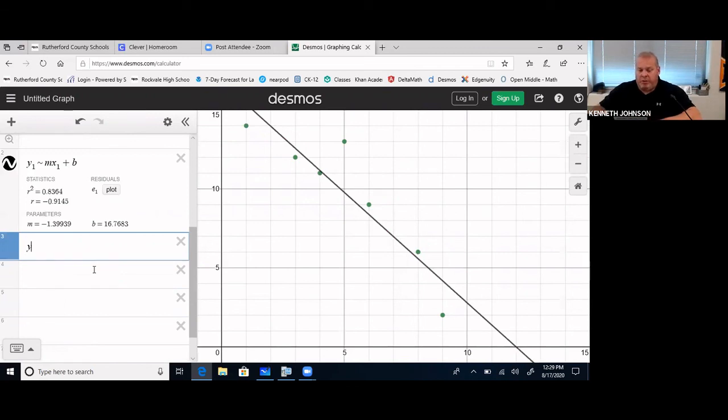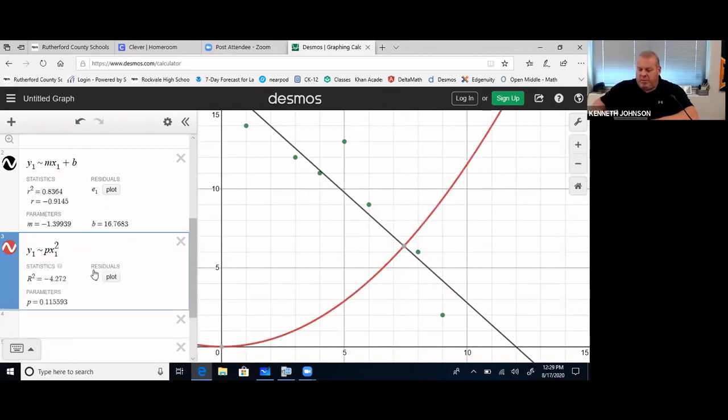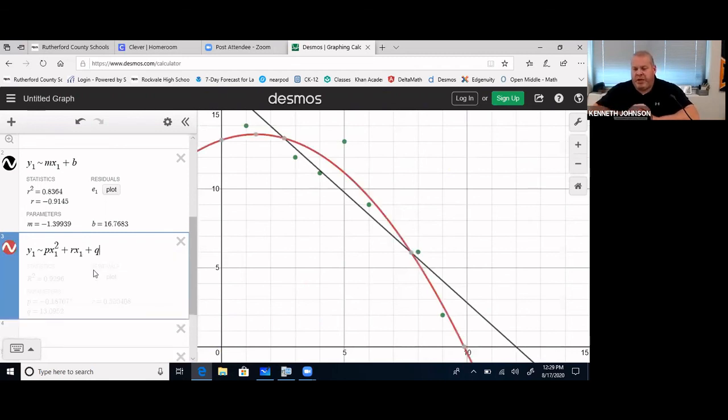So now I'm going to go ahead and put in the quadratic regression. I'm going to do Y1 and the tilde. Now I need 3 variables to throw in front of my x squared, my x, and my constant term. I'm going to choose any 3. You can't choose I, you can't choose E. I already used M and B, so let's go P of x1 squared plus R of x1 plus Q. And it gives me my quadratic regression. Hey, that's the same regression that we got using the TI calculator, which is what we expected.